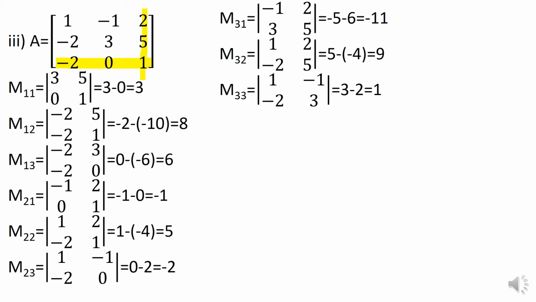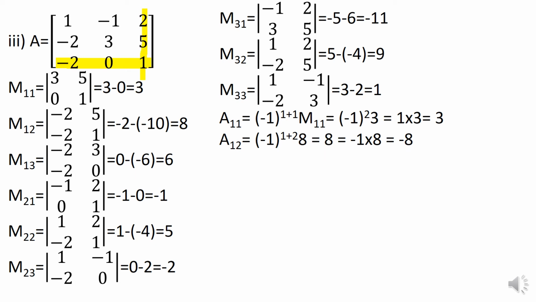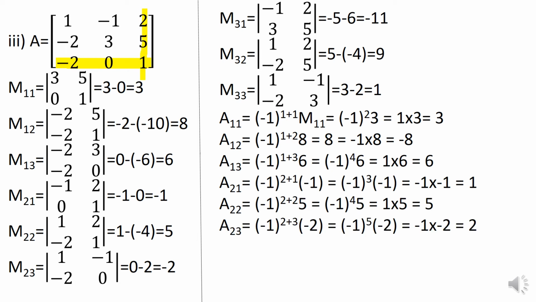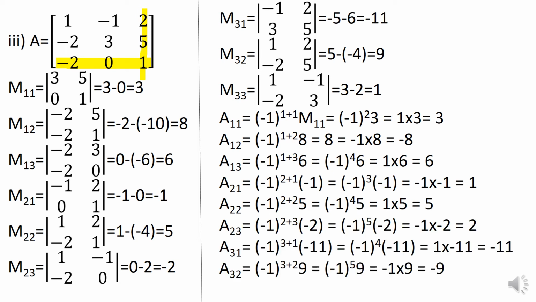matrix. After that, the formula for finding the cofactors is the same. That is A11 is minus 1 raised to 1 plus 1 times M11, which turns out to be 3. A12, A13, A21, A22, A23, and similarly the remaining ones.